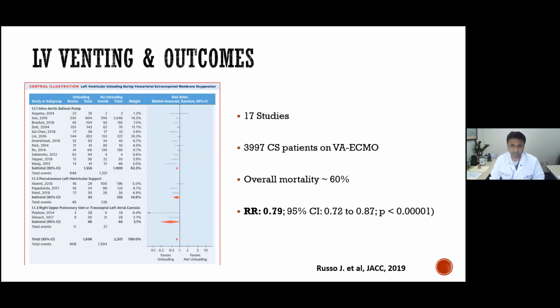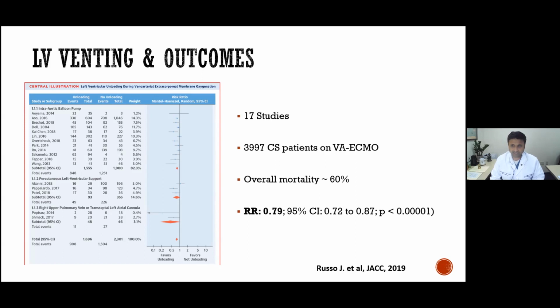We're all probably familiar with this meta-analysis that was published in JACC a couple of years ago by Russo et al. That looked at 17 studies and close to 4,000 cardiogenic shock patients on VA ECMO. The overall mortality in this cohort was about 60%. And what they found is that your relative risk of mortality during index hospitalization, if you did receive LV unloading, was 0.79, and that was statistically significant.